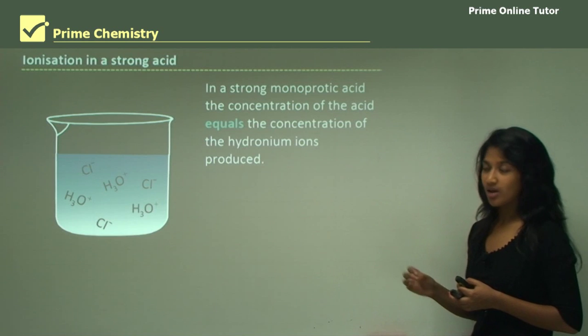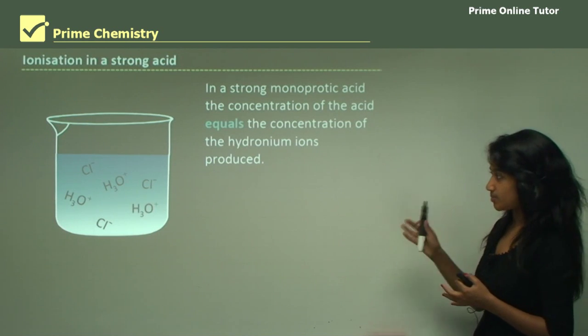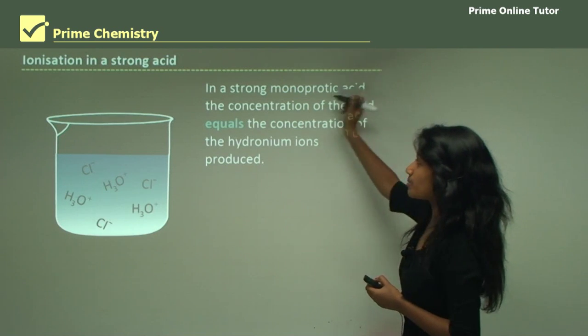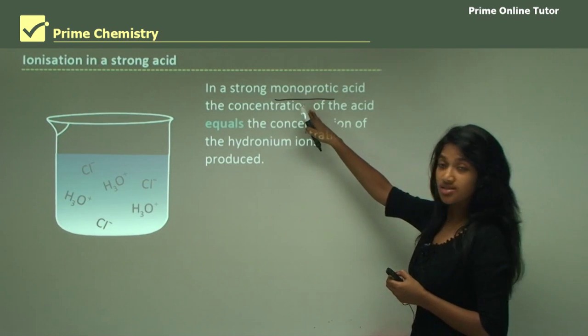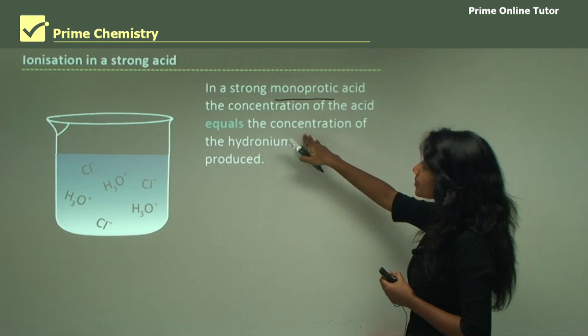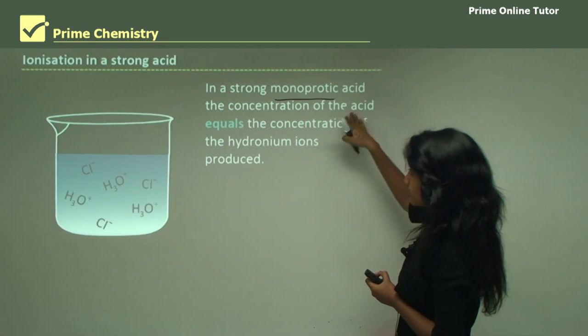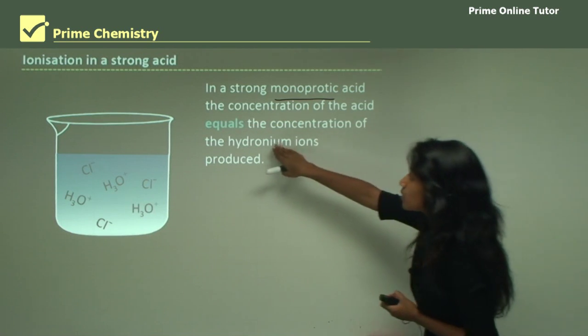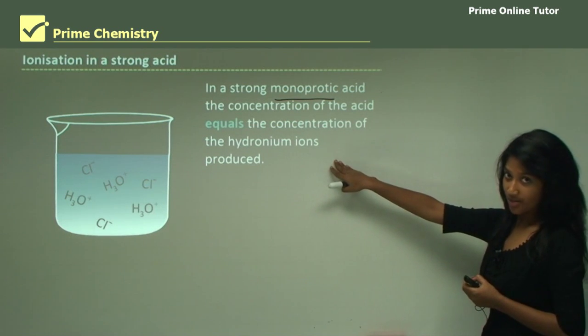Ionization in a strong acid. Now we'll be focusing on strong acids at this point. In a strong acid, monoprotic, which is a monoprotic acid. Now we'll come across this later in this lesson, but we'll move on for now. And the concentration of the acid equals the concentration of the hydronium ions.